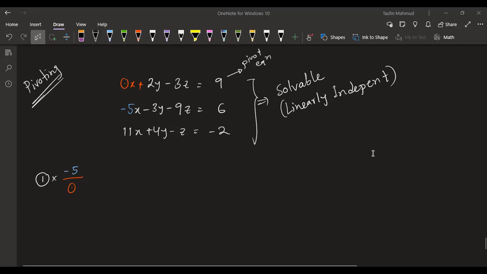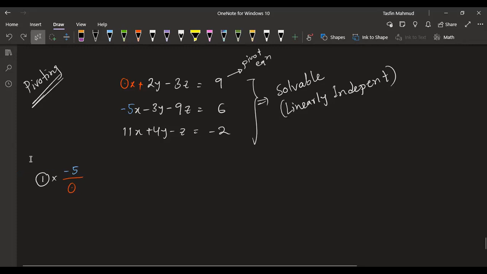So what could be a probable solution? Can anyone guess? How can we avoid this situation? Our main target is to make the pivot element non-zero, and we call it pivoting. Sir, can we swap the equations? Exactly. Thank you so much. That's the thing we are going to do, and we call it pivoting.